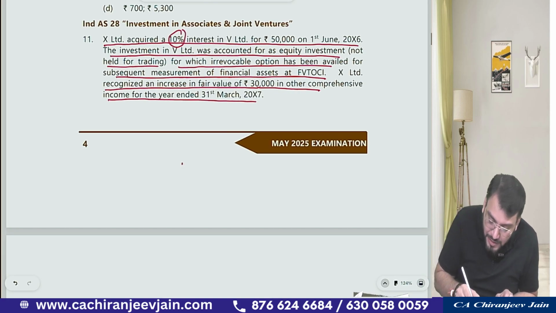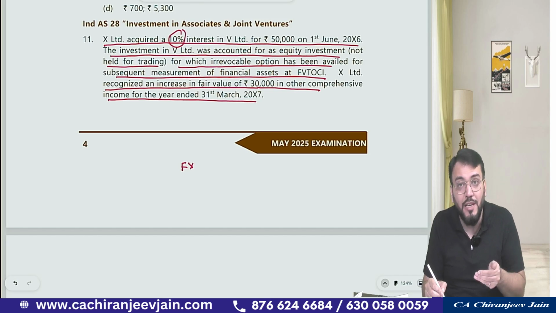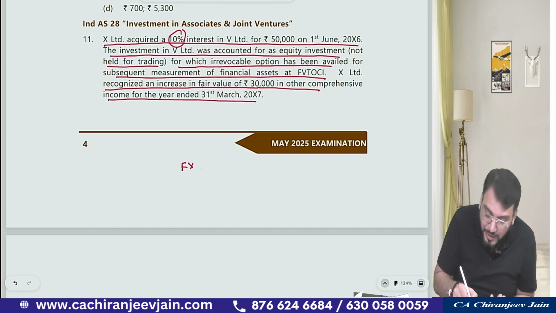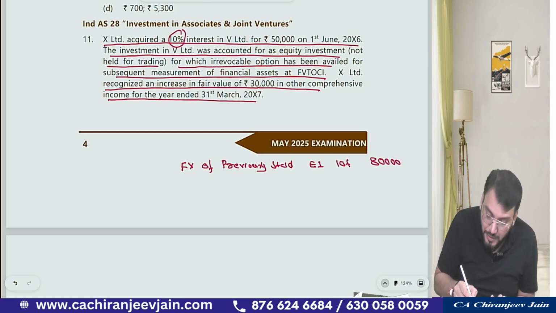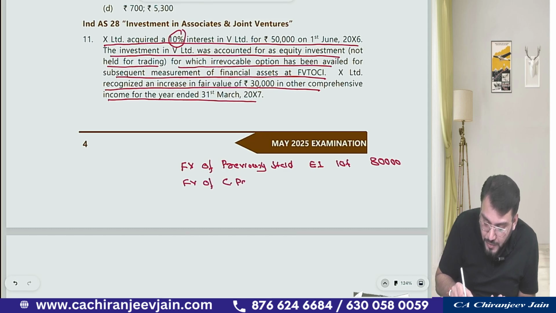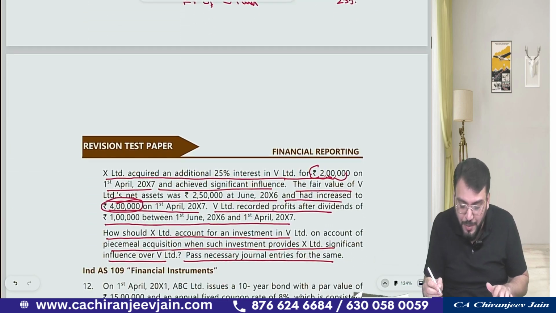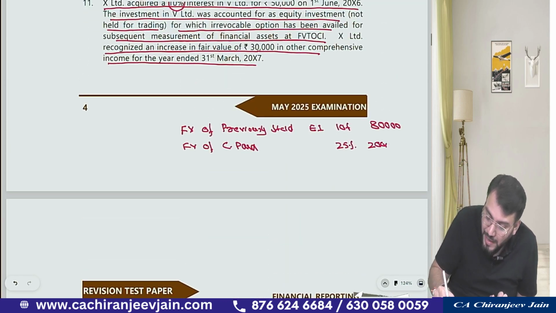So we need to calculate goodwill or capital reserve on the date when the investee becomes an associate, that is on 1st April 2007. What is the fair value of the previously held equity interest of 10%? That is 80,000. Then we add the fair value of consideration paid. Consideration paid means the cost of investment to acquire the additional 25%. How much have we paid? 2 lakh. So total it becomes 2,80,000.